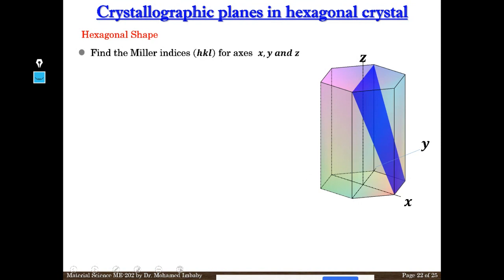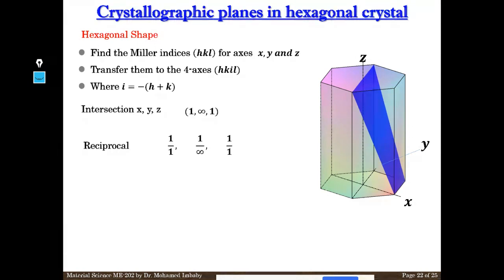So I already explained how to get the plane structure of the hexagonal. You have to find the intercept with x, y, and z. Then you take the reciprocal, and after that you find the minimum integers, and then add the fourth axis. We did this yesterday, right? Shabab, is that clear? Shabab, can you hear me? Yes, Doctor, clear.